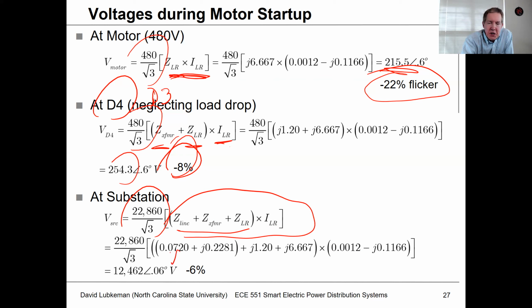And so this is going to give me the voltage of the substation, which we see as a 6% drop. So pretty substantial at the substation bus on the adjacent circuits as well. This is a pretty substantial sag. But the numbers to keep in mind would be the minus 22%, the minus 8%, and the minus 6%, because we're going to compare this to WindMil.